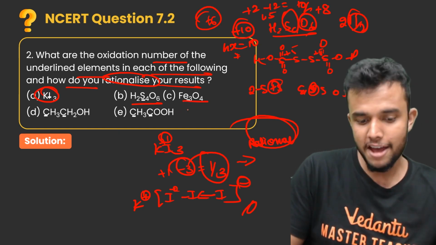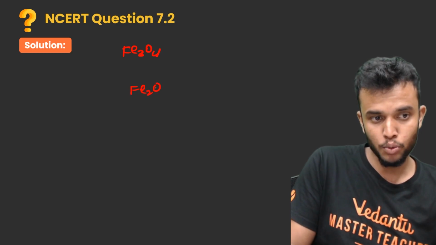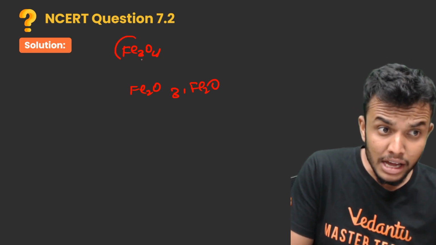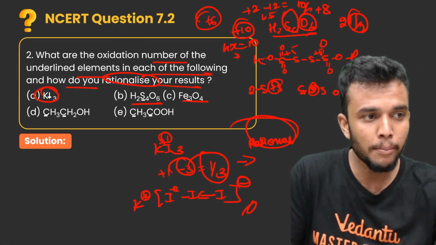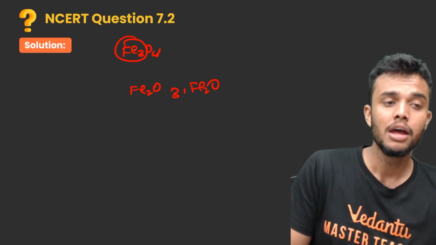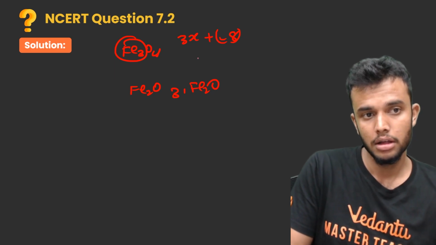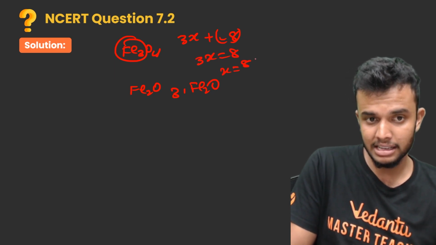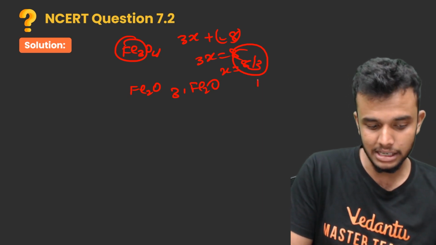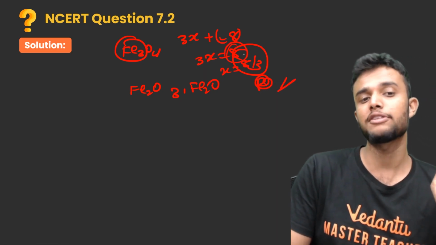Let's move to the next one. Fe3O4. Iron oxide, Fe3O4. Okay, we can write this as FeO and Fe2O3. Okay, students, this is a structure. The main question is we need to mention the oxidation number and also we need to rationalize our results. If we solve now, Fe3, we don't know, 3x minus 8, 3x is equal to 8, x is equal to 8 by 3. It is also obtained as a fractional value. That's why it is never obtained as a fractional value. Its value is +8 by 3.